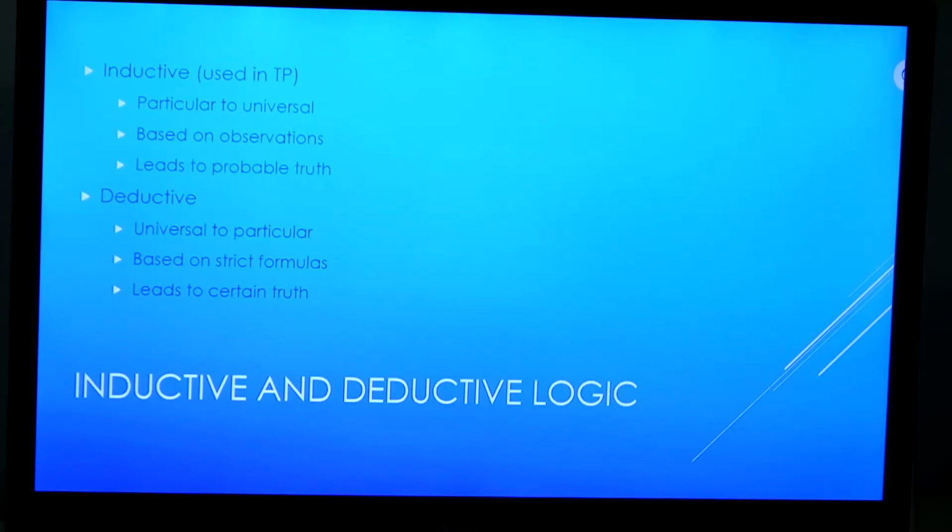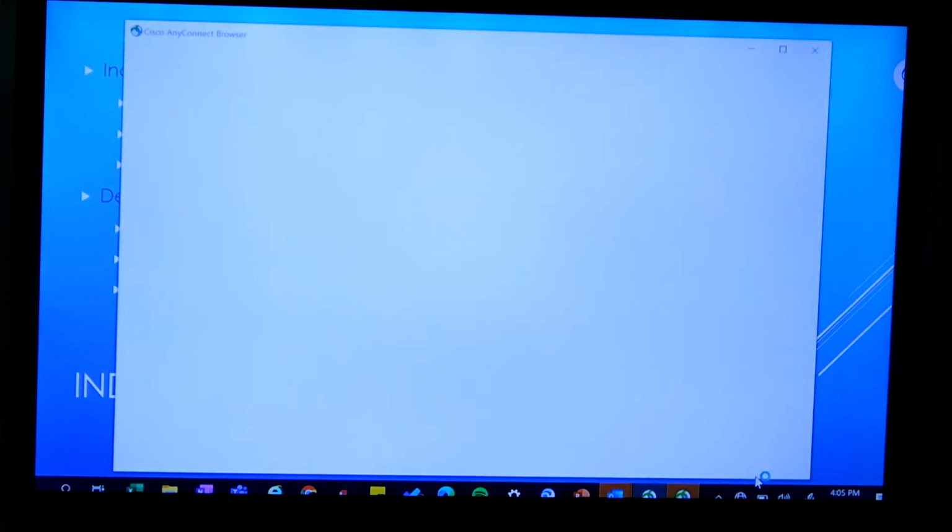Deductive logic is the universal to the particular. So it's taking a very large truth and applying it to an individual situation instead of the other way around. It's based on strict formulas and it leads to certain truth. So deductive logic proves something to be true. So if you do geometry and you do proofs, that proves this true every time.